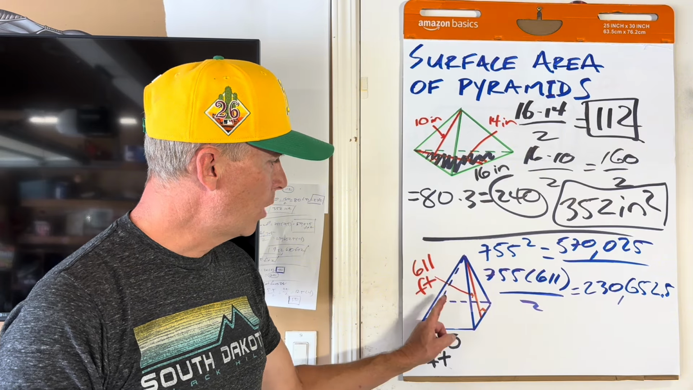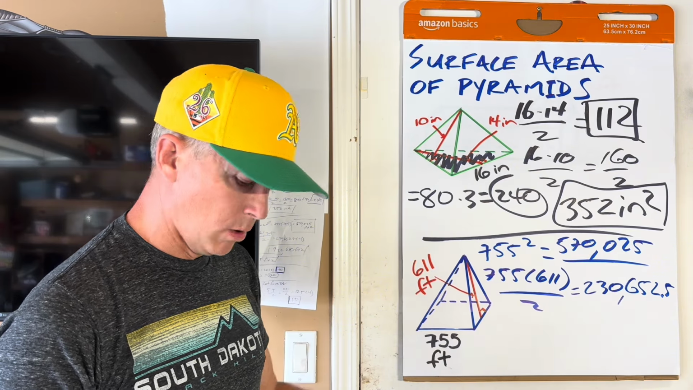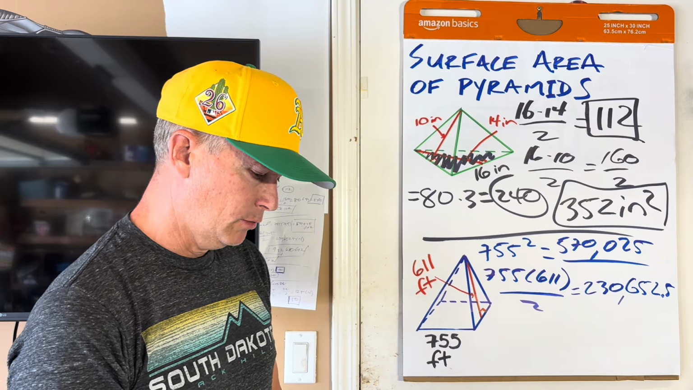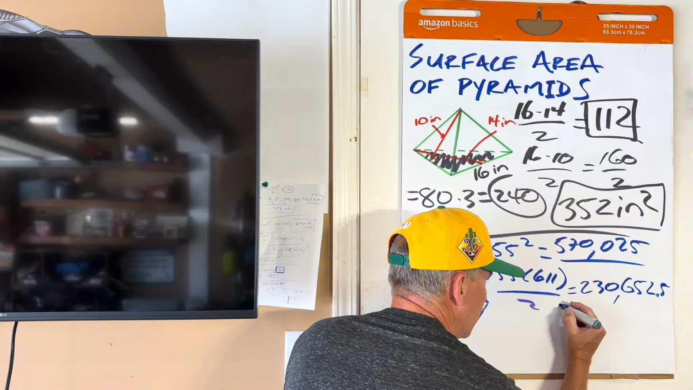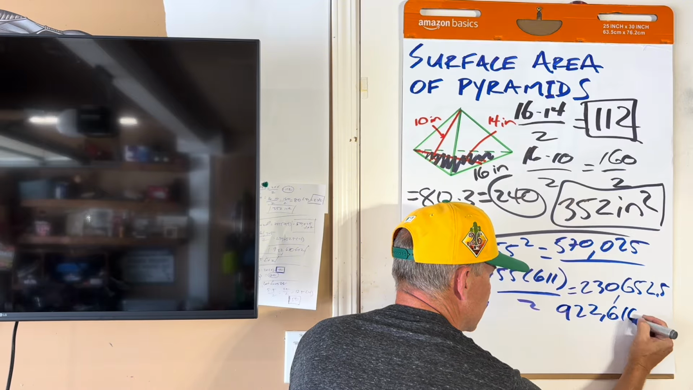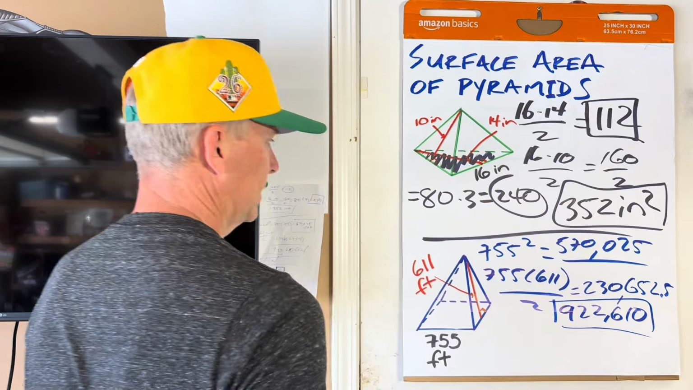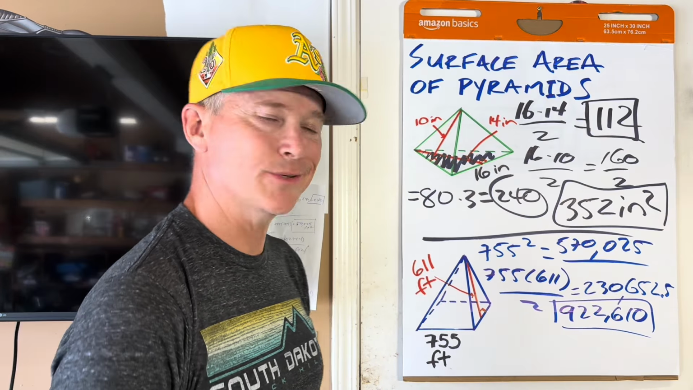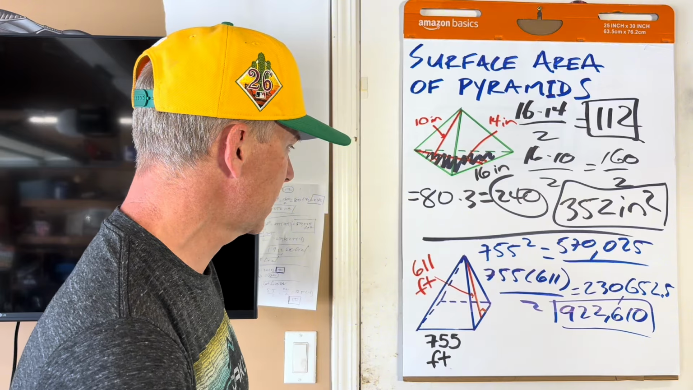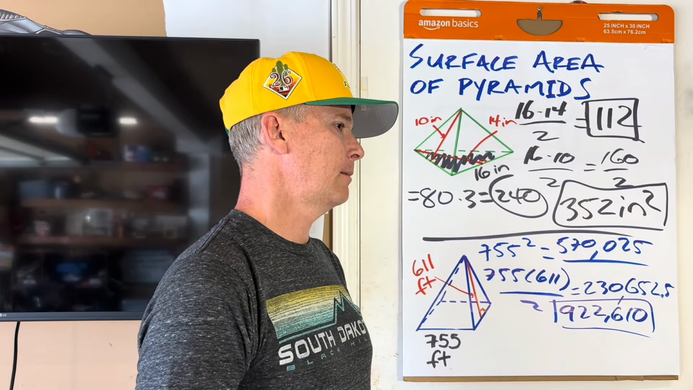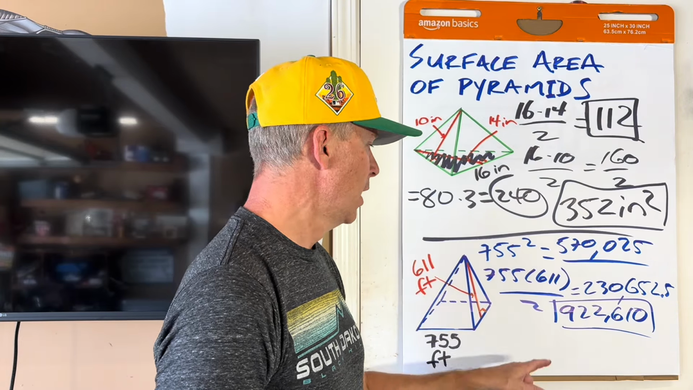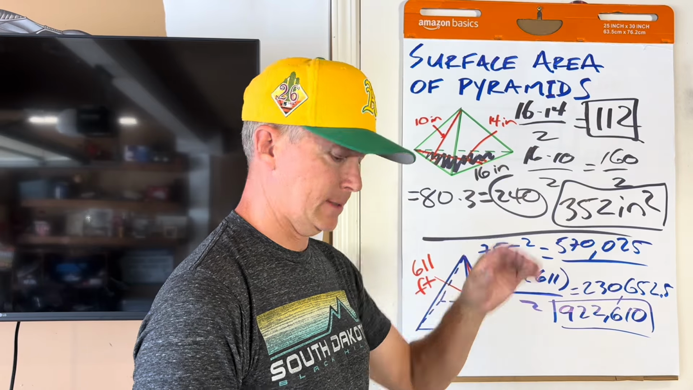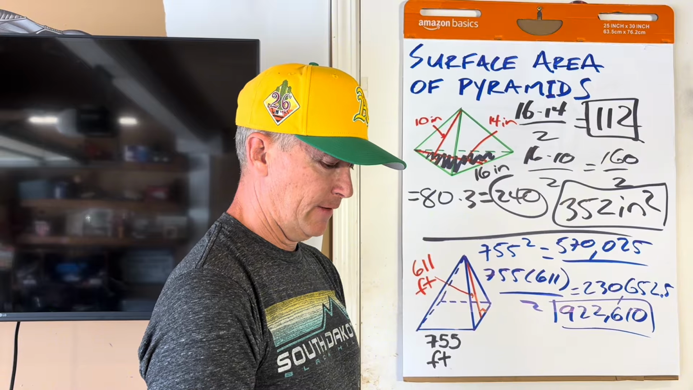All right, because that's one of these, we have to multiply by 4. 4 times 230,652.5 is 922,610. So that is all 4 of these sides, which is not the name of it. Dang it, it's gonna come to me as soon as I hang up this video. Not slant height, whatever. Now we gotta add that to the base, because remember, that's the base, and that's the 4 slants together.